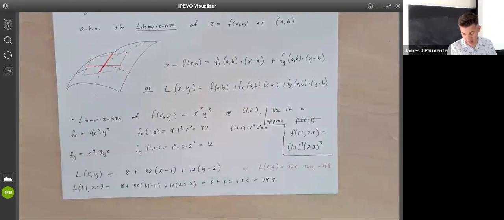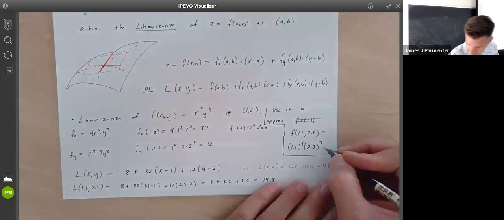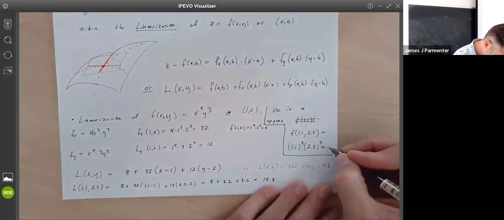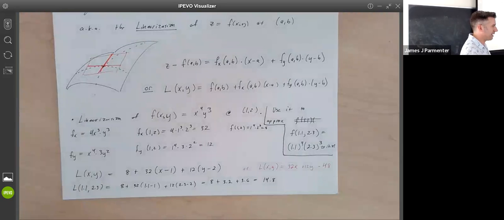If you did actually take this and plug it into a calculator, you would get approximately 17.81. So our estimate's all right. It's not great, but to be honest, if I was doing this without this method, if you plugged in 1.1 and 2.3, I probably would have guessed something a lot closer to 8. I'd have been like, oh, well, 1 to the 4th times 2 to the 3rd is 8, and I'm not that far away from 1 and 2, so 8 seems like a good guess. It's not, right? 8's not a great guess. 14.8 is a much better guess.